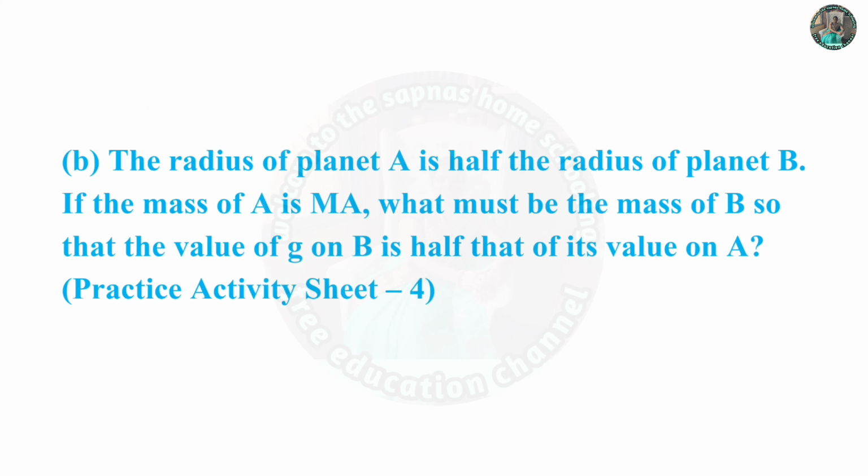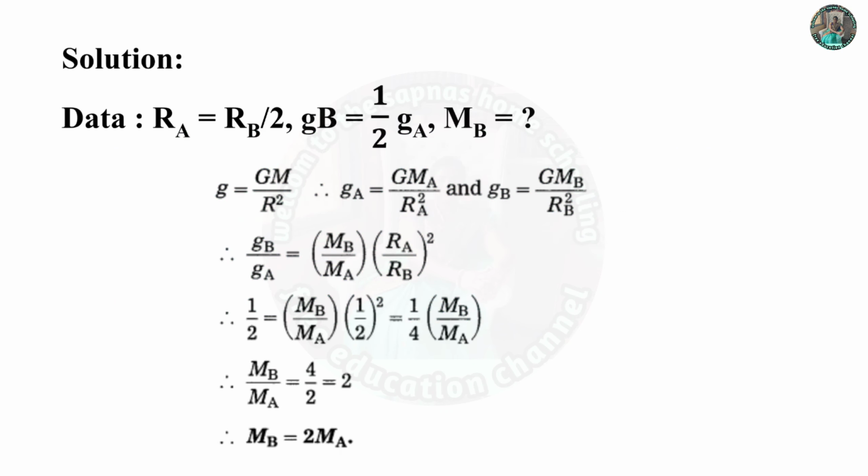B. The radius of a planet A is half the radius of planet B. If the mass of A is ma, what must be the mass of B so that the value of g on B is half that its value on A? Practice activity sheet 4. Data. RA is equal to RB into 2. GB is equal to half of GA. So MB is equal to what?